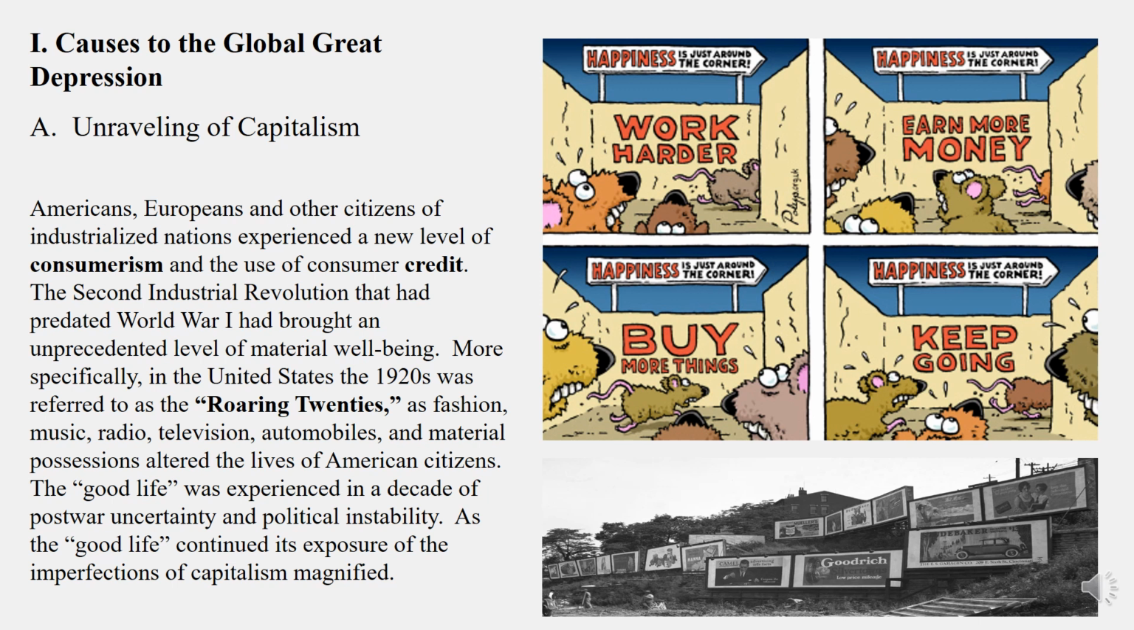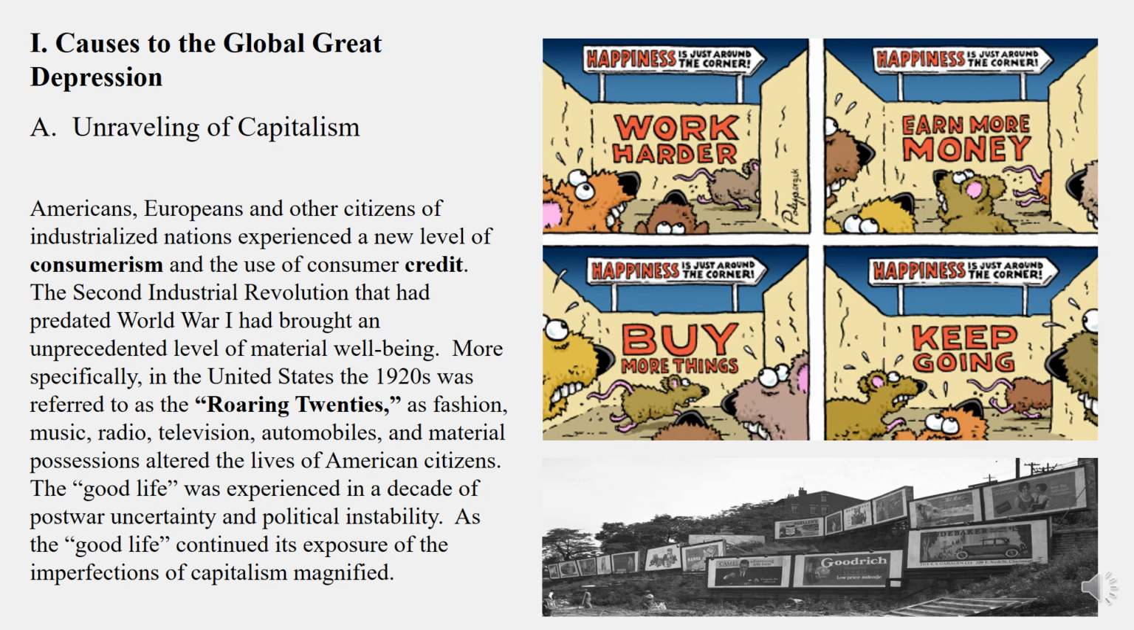The next several slides will address the various debatable causes of the global Great Depression that will be experienced during the interwar period. More specifically, the next four slides will focus on the unraveling of capitalism. That is to say, the imperfections of the global capitalistic economy as it had been practiced to the point of the Great Depression.